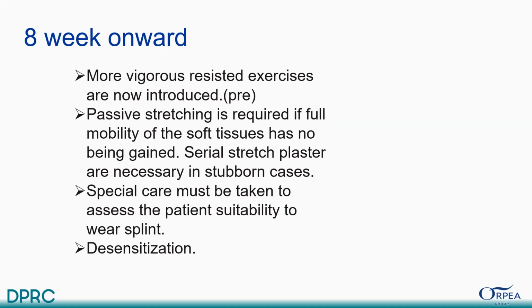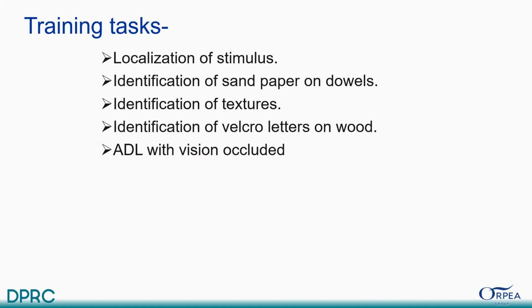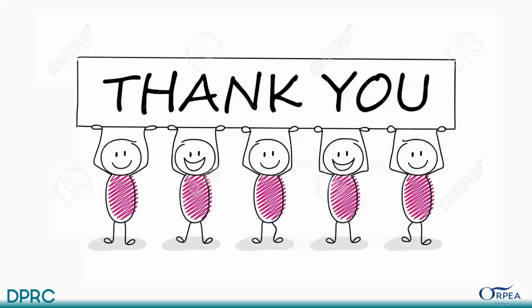From 8 weeks onwards, more vigorous resisted exercises are introduced. Passive stretching is required if full mobility of the soft tissue has not been gained. Serial stretch plasters are necessary in stubborn cases. Special care must be taken to assess the patient's suitability for a splint and desensitization. Training tasks: localization of stimulus, identification of sandpaper on towels, identification of textures, identification of Velcro letters on wood, and ADL with vision occlusion are given.